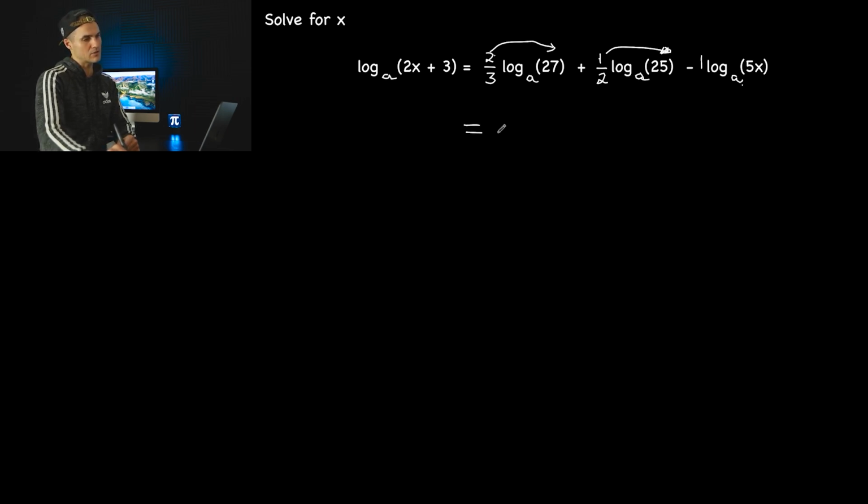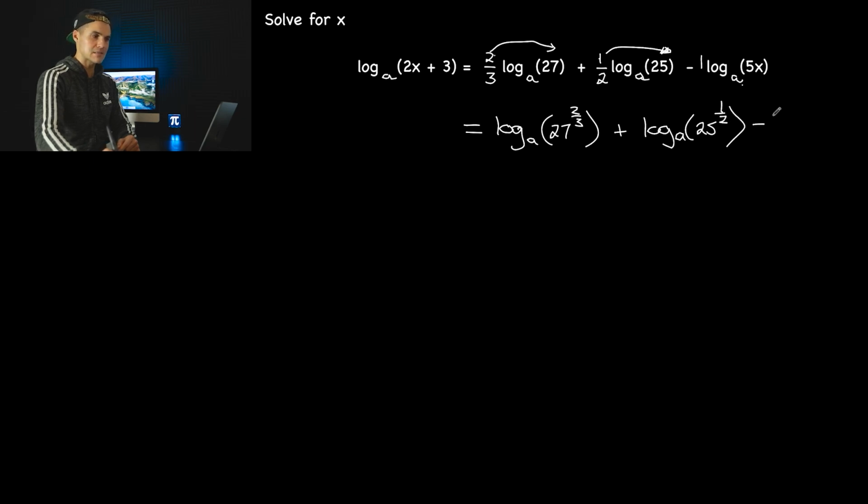So basically, I can rewrite this as log base a 27 to the power of 2 over 3 plus log base a 25 to the power of a half minus log base a 5x, like that. And then what I'm going to do is take these expressions here, so like the 27 to the power of 2 over 3, and then what's that going to equal? That's going to be some numerical value. You could plug it in your calculator. You could also do it manually if you want, like this, right?